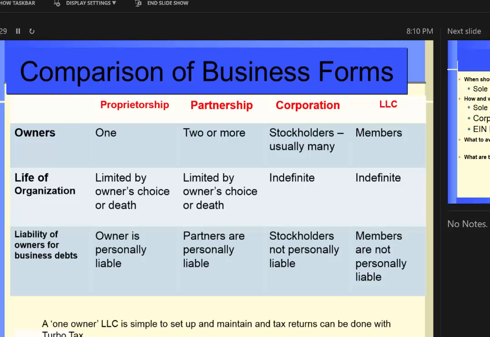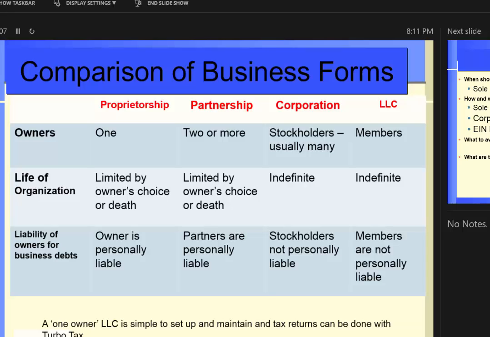And many LLCs are just one owner LLCs. It's simple to set up and maintain. And tax returns can be done with TurboTax because you're doing the Schedule C for an individual. And if it's a partnership, you're going to have a CPA doing those partnership returns. And by the way, the LLC has an option for converting to a subchapter S corporation for tax reporting purposes. Just a comment.